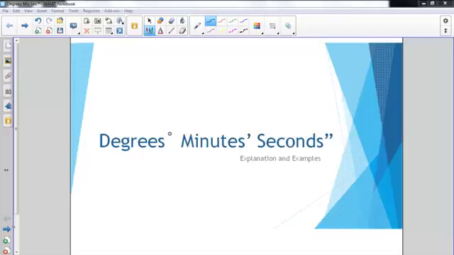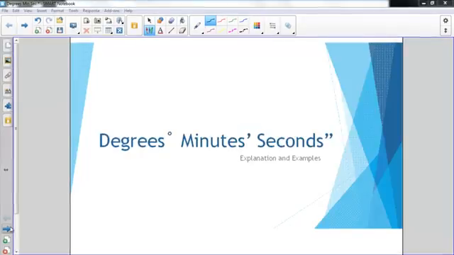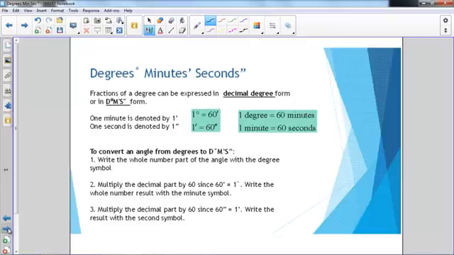In this video, we're going to discuss degrees, minutes, and seconds. Fractions of a degree can be expressed in decimal degree form or in degrees, minutes, and seconds form. It's important to note that 1 degree equals 60 minutes and 1 minute equals 60 seconds. We're going to use these two important facts in order to convert from decimal degree form into degrees, minutes, and seconds form.